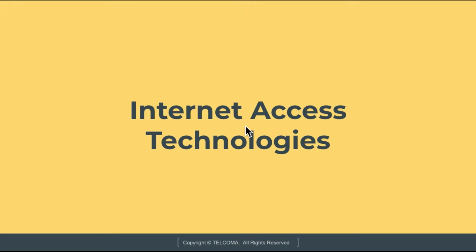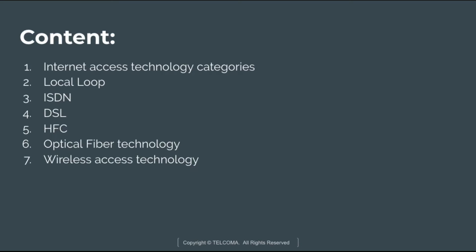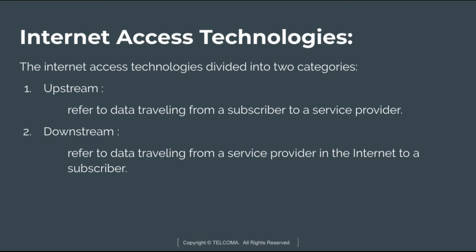So today we are going to discuss Internet access technology. In this class we are going to discuss the Internet access technology categories, then local loop, ISDN, DSL, HFC and optical fiber technology, and in the last we will discuss wireless access technology. So starting with the very first, let's discuss Internet access technology.